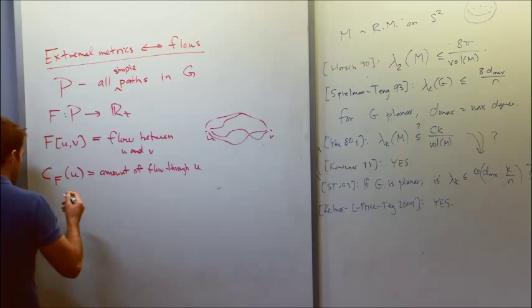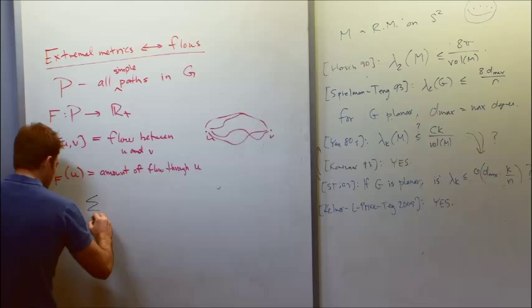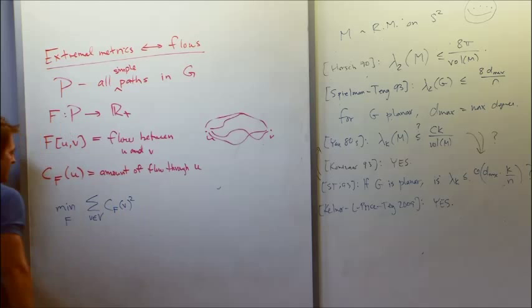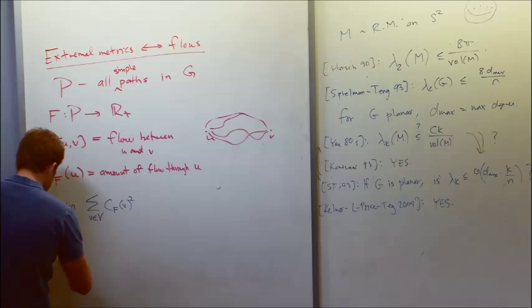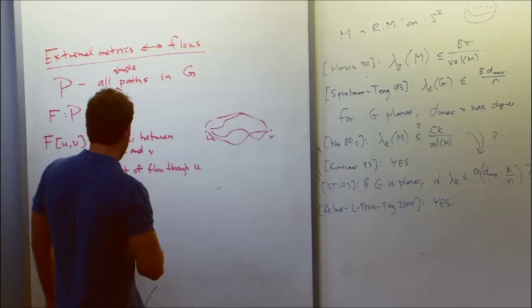Well, it corresponds to a problem that looks the following. You want to look over all flows. You want to minimize the L2 norms of the congestion at the vertices. So you look at every vertex, how much flow is going through it. You want to minimize the square subject to some constraints. Let me tell you first what the constraints are for k equals 2.